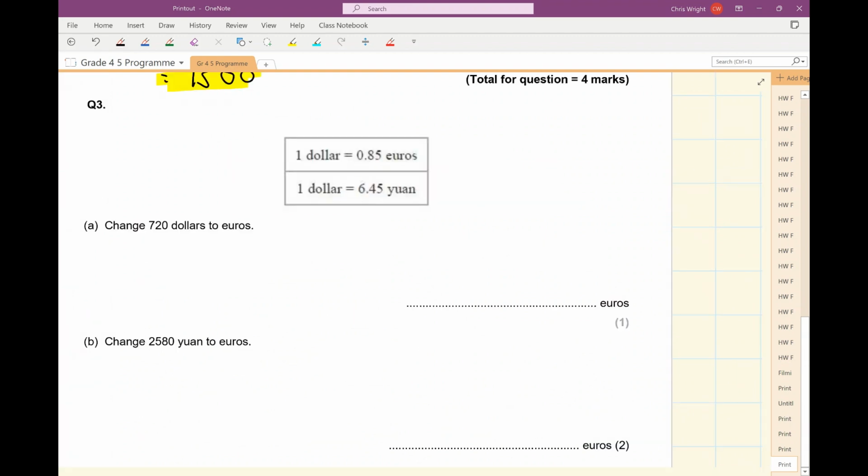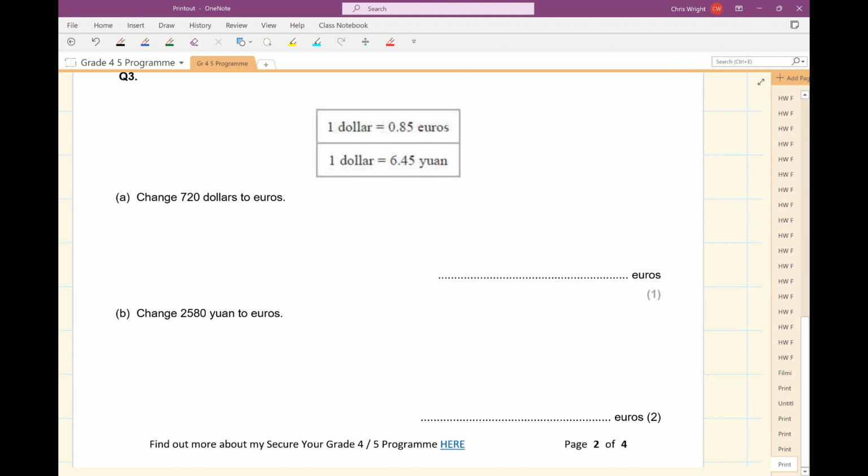Question 3. I'm given some information here. I'm told that $1 is 0.85 euros. Change $720 to euros. Each of those dollars is 0.85 euros, so I'm going to do 720 multiplied by 0.85. That's 612. So $720 is 612 euros.